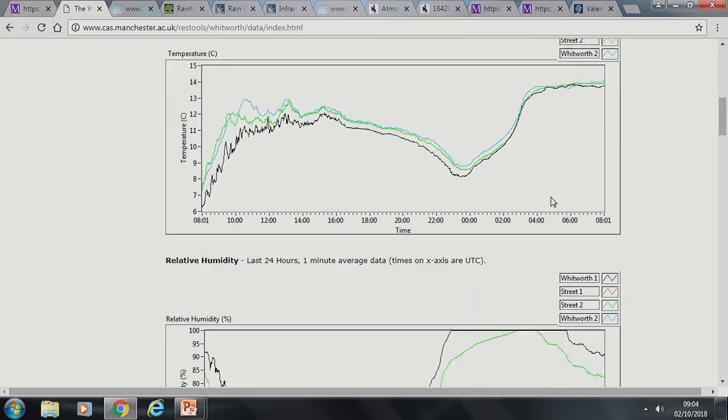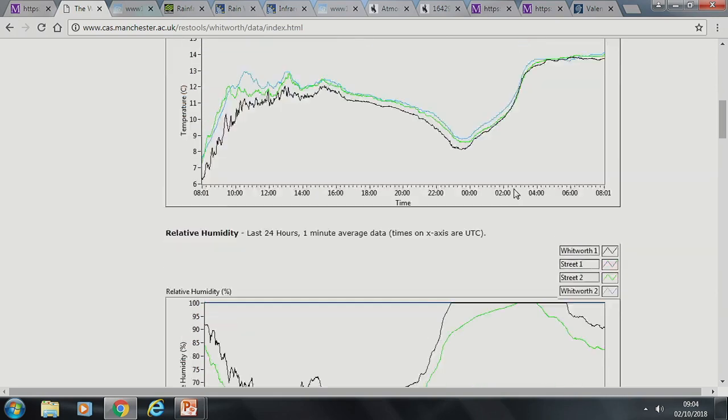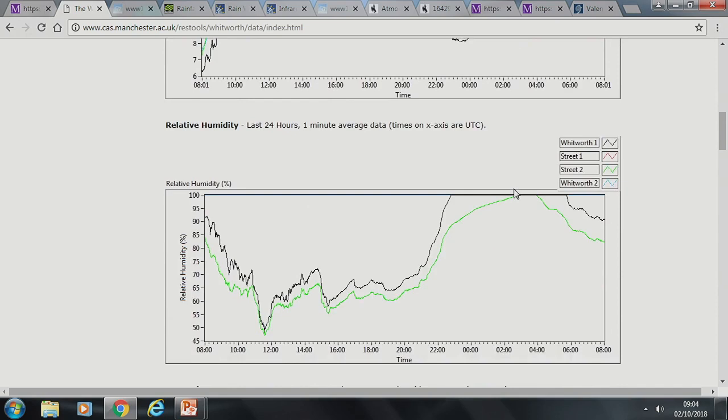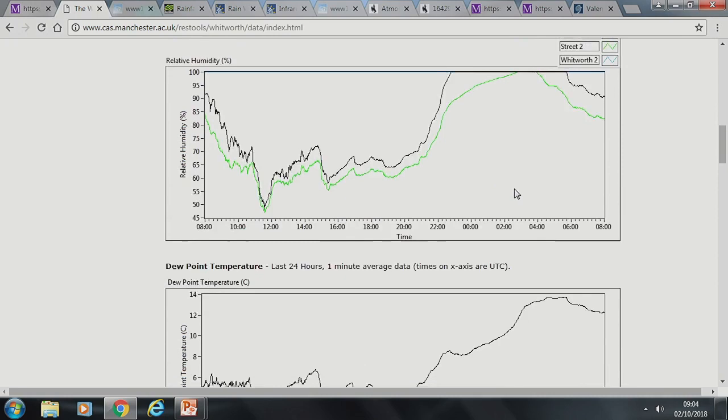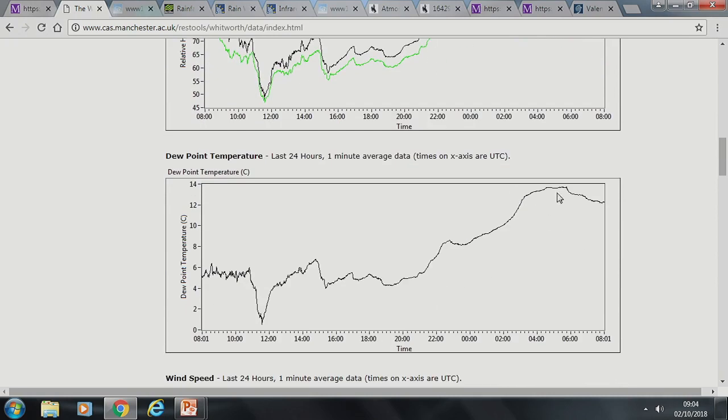So, what else happened? Well, here's the relative humidity. Well, at the same time, the relative humidity was 100%. So, it suggests that it was raining, possibly, quite possibly. If you were out and about last night, you'll know the answer to that. Maximum in dew point temperature. So, again, there was this big peak in dew point temperature, also 14 degrees, because the relative humidity is 100%.